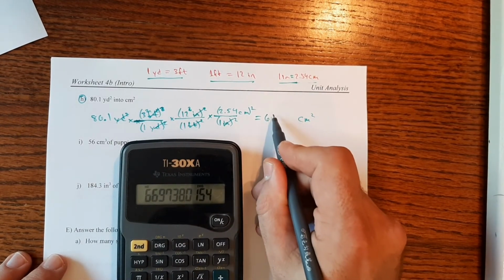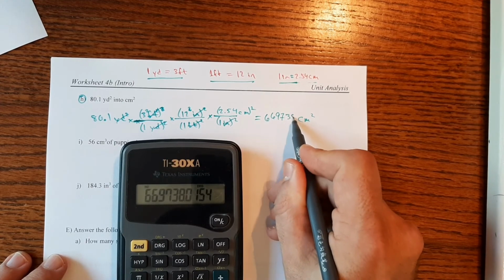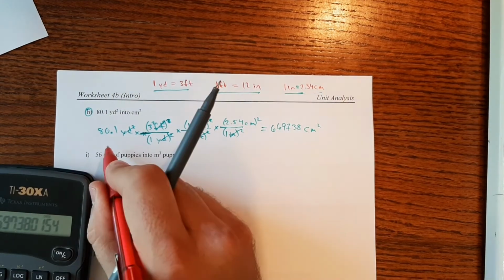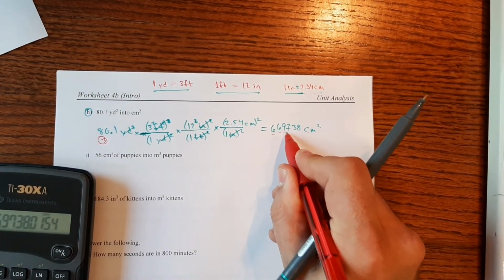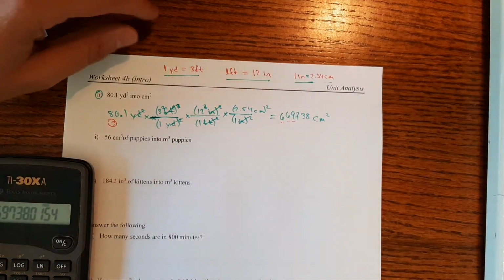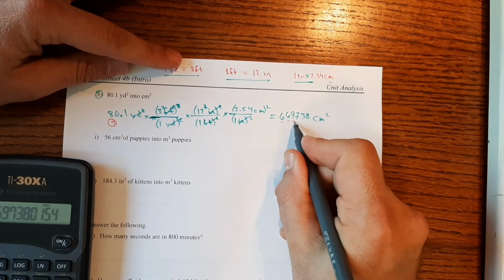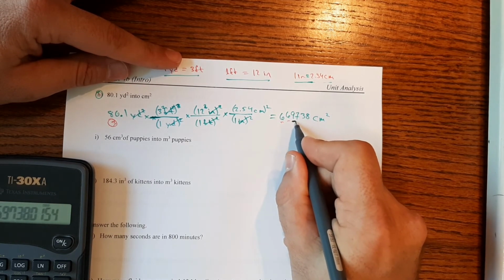So that would be 669.738. We would need to round to 3 significant figures. So that'd be 1, 2, 3. The easiest way to do that is in scientific notation. You could choose to do it like this. Well, actually, you can't do it any other way, and I'll show you why. Because you need to round to this place.